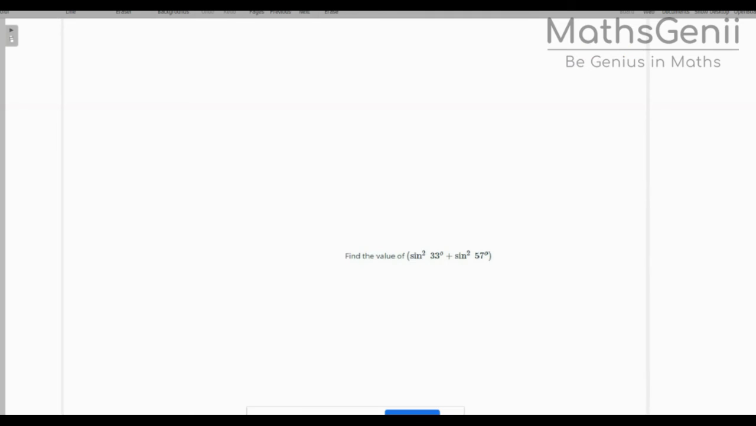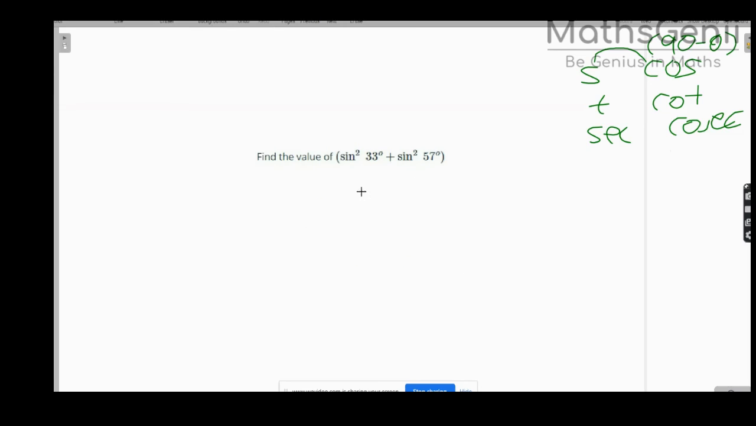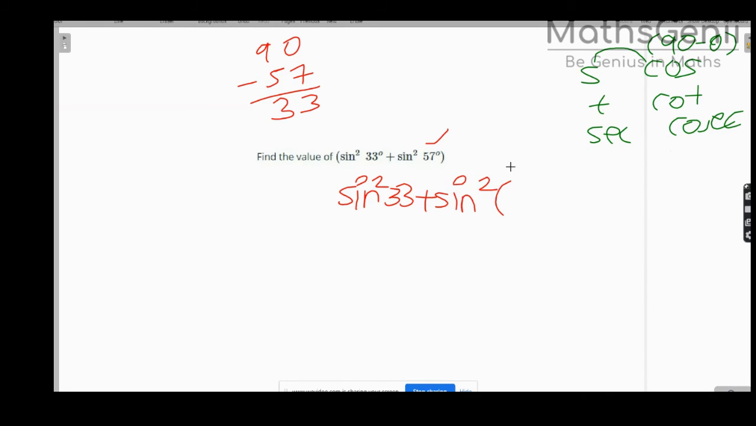Now another question. This is again from trigonometry. You can see a lot of 1-mark questions have come from trigonometry. When I have to write sine square 33, now I'm replacing 57. So when I do 90 minus 57, I get 33. So in place of 57, can I write 90 minus 33? 90 minus 33, you calculate, you get 57.